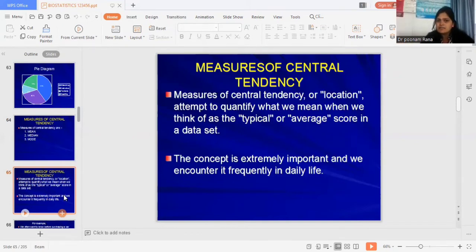Measures of central tendency or location attempt to quantify what we think of as the typical or average score in a data set. The concept is extremely important and we encounter it frequently in daily life.